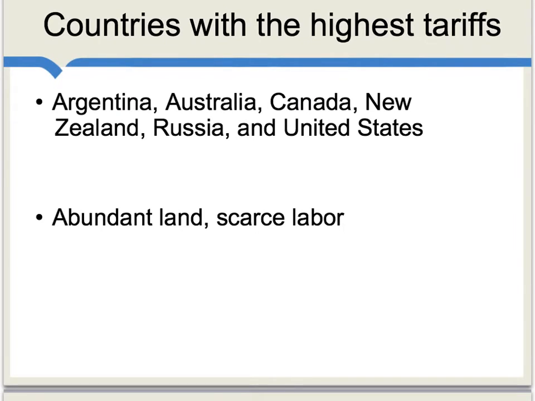If you look at the list of countries with the highest tariffs during this time, it looks something like this, namely Argentina, Australia, Canada, New Zealand, Russia, and the United States. These are again countries with abundant land and scarce labor. So it could be that abundant land, scarce labor was at the time a pretty good recipe for growth, and perhaps precisely because labor was relatively scarce, governments had to resort to tariffs as a source of revenue, and you end up with this spurious correlation between high tariffs and high rates of economic growth. But maybe both are really just operating through this formula of abundant land, scarce labor.